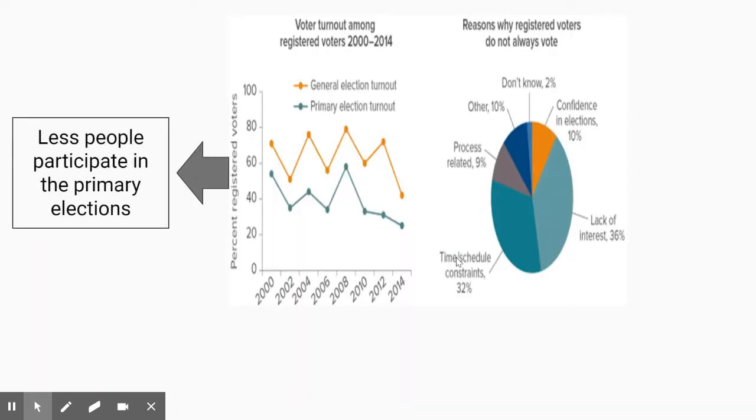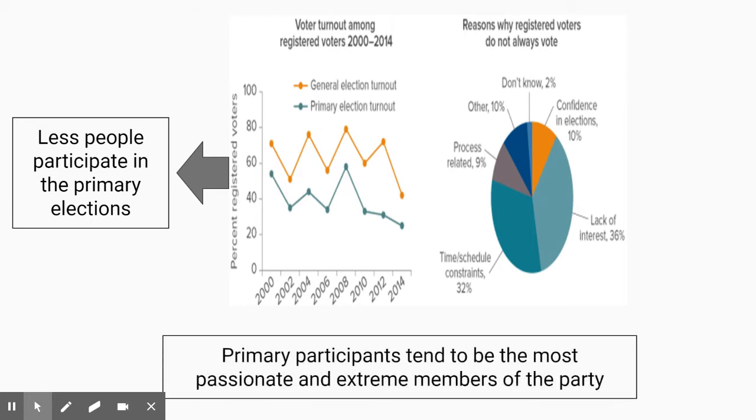A couple things to note. If you look at the graph, it only goes to 2014, but the election results are pretty consistent. Fewer people vote in the primary elections than in the actual November presidential election. And the consequence of that is that the people in the parties who do tend to participate tend to be the most passionate, extreme members of their party. Moderates a lot of times don't vote in the primaries; they wait until the general election in November.